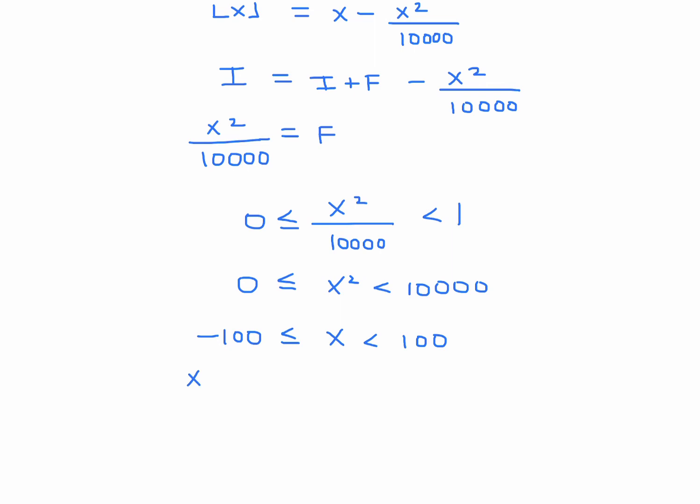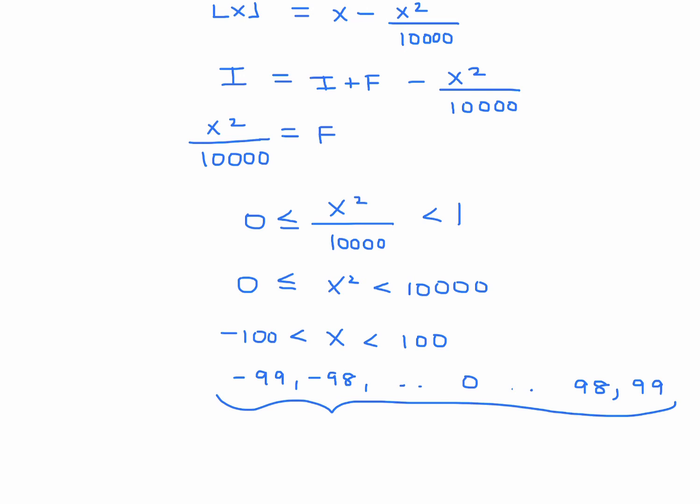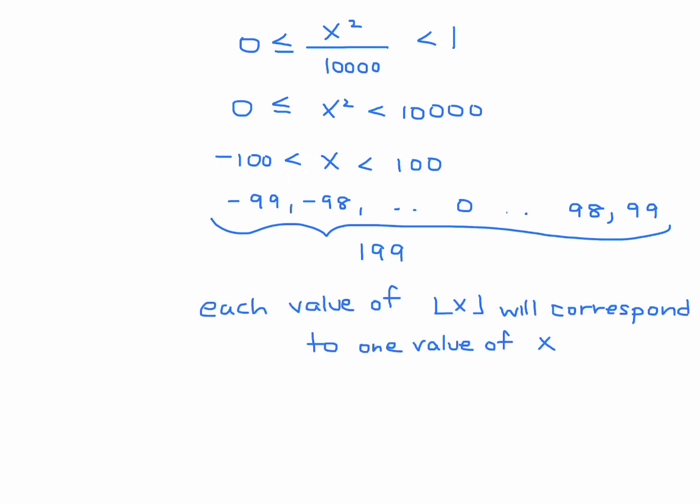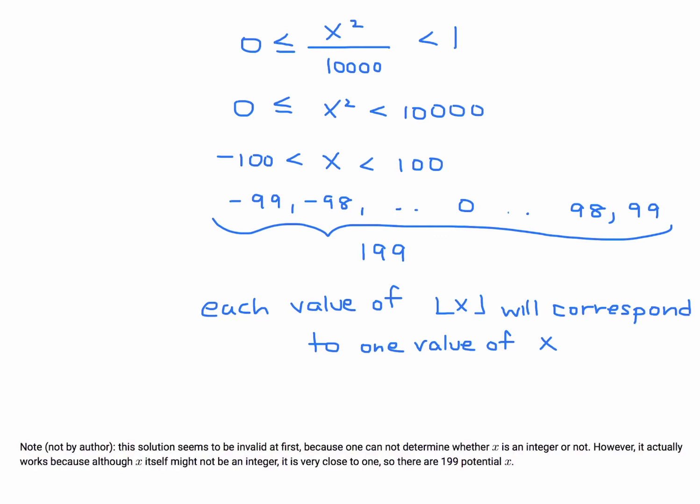And therefore x could be minus 99, minus 98, dot, dot, dot, all the way to 0. And then dot, dot, dot, all the way up until 98, 99. Now that gives me, if you count up those integers, 199. And each value of x bracket will correspond to one value of x.